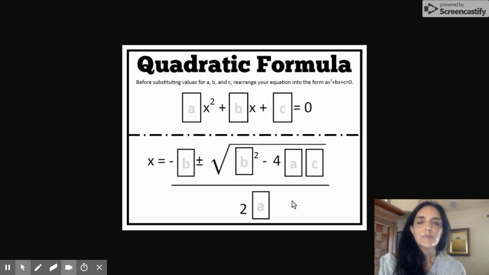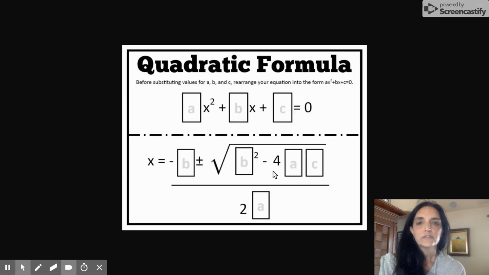And the great thing about it is that we already know most of this information, and so it's just a matter of plugging the information that we already know into the quadratic formula and then doing some basic math skills to find our factors.